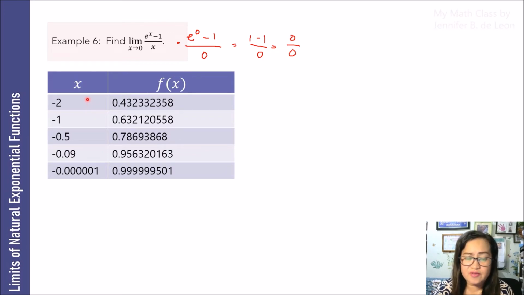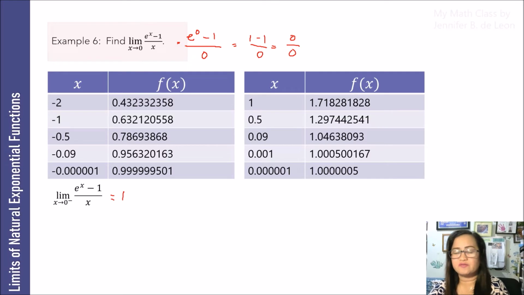As the value of x approaches 0, the value of f of x gets closer and closer to 1. So we can say that the limit of e raised to x minus 1 all over x as x approaches 0 from the left is equal to 1. Now let's see if we have the limit of the function as x approaches 0 from the right.